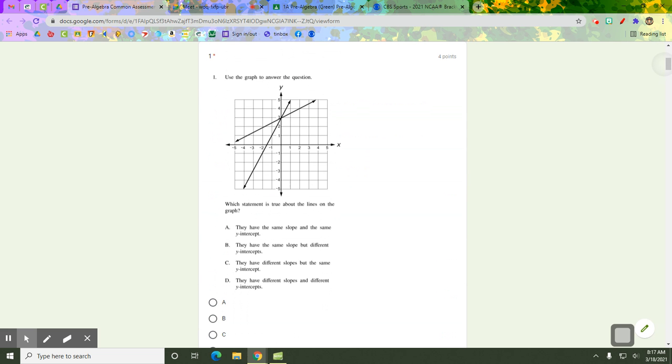We're just looking at this graph and determining which one of those statements is true. Is this talking about when it says y-intercept? Your y-intercept is where it's going to cross the y-axis. So if I look at the y-axis here, I can see that both these lines cross at the same point, so both those lines would have the same exact y-intercept.